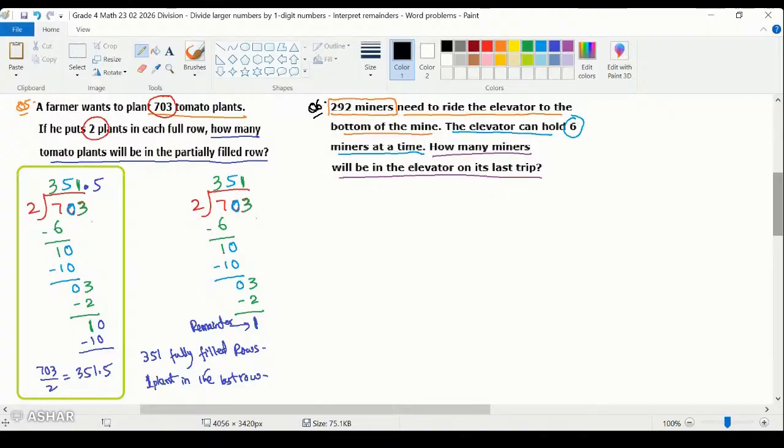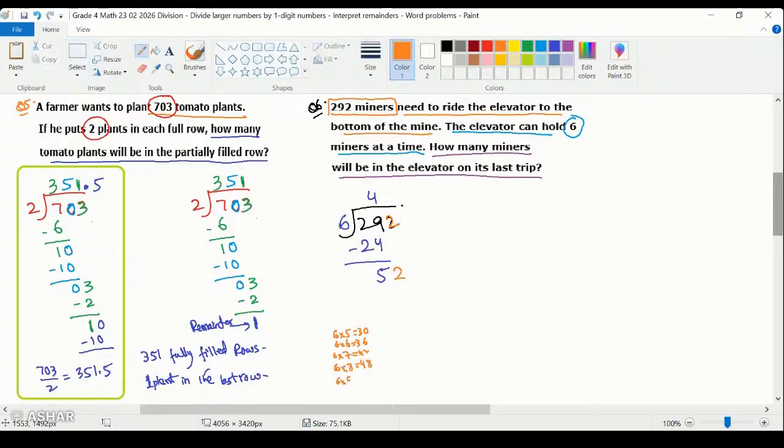That means 292 is to be divided by 6. 2 cannot be divided by 6. 29 can be. Right? 6 times 4 is 24. We subtract, we are left with 5. This 2 comes down. 6 times 5 is 30. 6 times 6 is 36. 6 times 7 is 42. Right? And 48 would be the closest number, I think. 6 times 8 is 48.